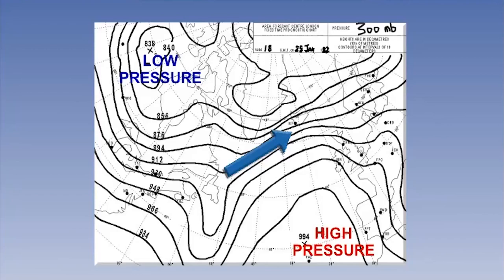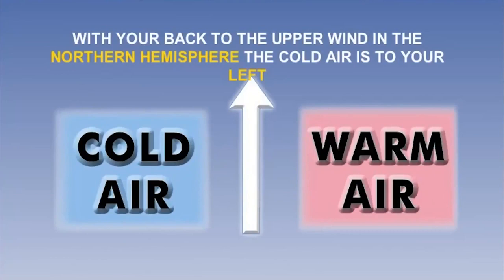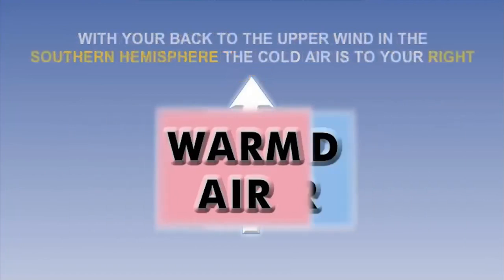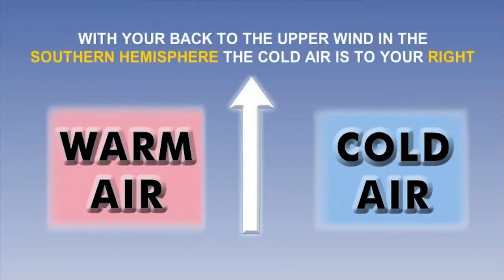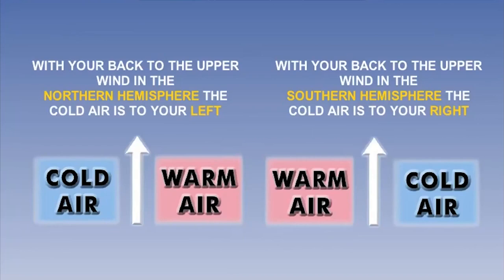This leads to an adaptation of Buys Ballot's law, but this time modified for temperature. With your back to the upper wind in the northern hemisphere, the cold air is to your left. This is because the cold air creates a low pressure in the upper atmosphere. In the southern hemisphere, remember, the Coriolis force acts 90 degrees to the left of the wind direction. As a result, with your back to the upper wind, the cold air is on your right. Using these very basic laws will help you to determine the direction of any upper winds.